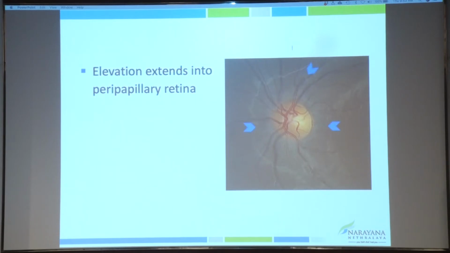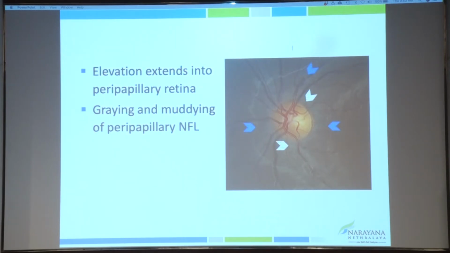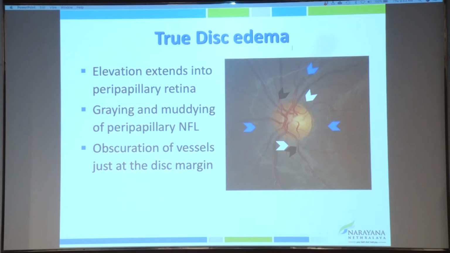When the elevation exceeds into the peripapillary retina, there's graying and mudding of the peripapillary nerve fiber layer and obscuration of the vessel just at the margin. You know that's a true disc edema.